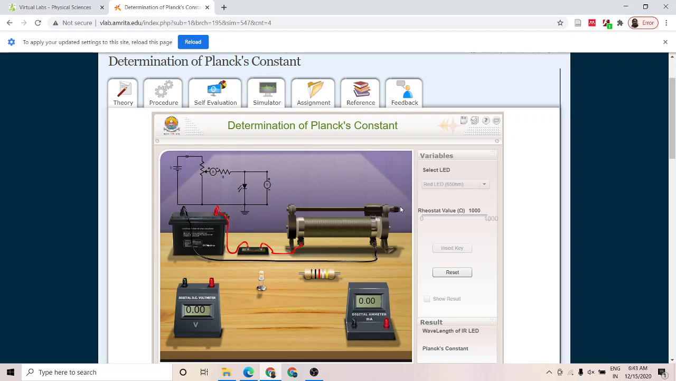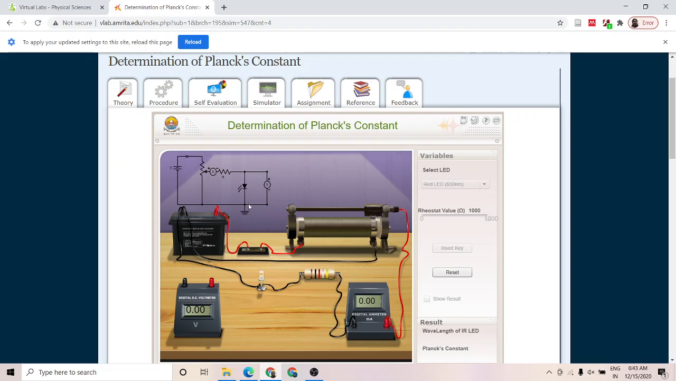So again, we have to make the connection from the rheostat, give the wire to the positive terminal of the ammeter. From the negative terminal of the ammeter, I go to the resistor. This is the resistor. From the other end of the resistor, we go to the positive terminal of the LED. From the negative terminal of the LED, I come back to the power supply. So this part of the circuit is complete.